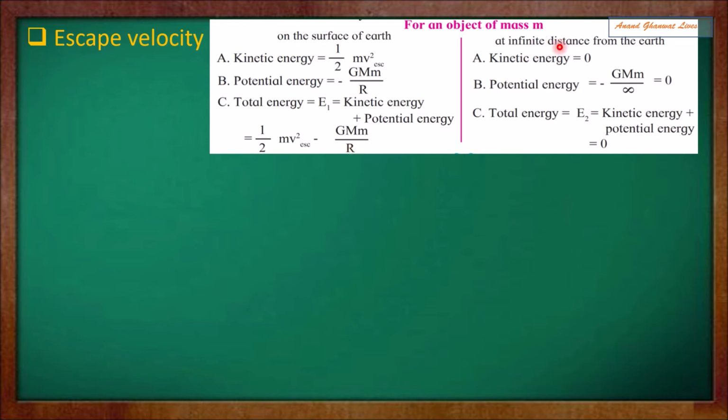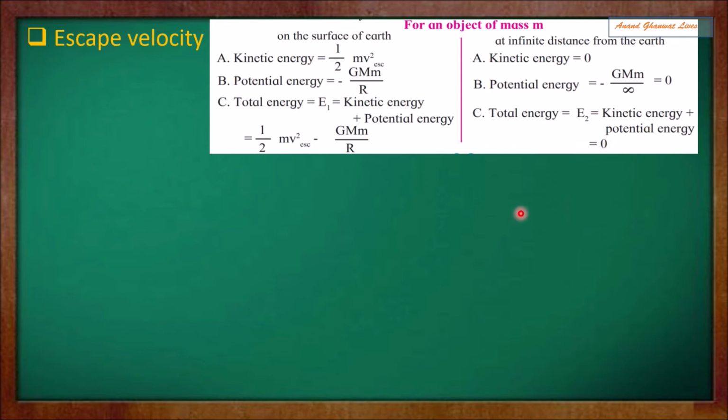Now, if the object is at infinite distance from the earth, kinetic energy at infinite distance is equal to 0. And what about the potential energy? Since r is infinite, the value of r is very large, therefore negative G into m upon infinity is equal to 0. So potential energy at infinite distance is equal to 0, and kinetic energy there is also 0. So total energy, kinetic energy plus potential energy, is equal to 0.